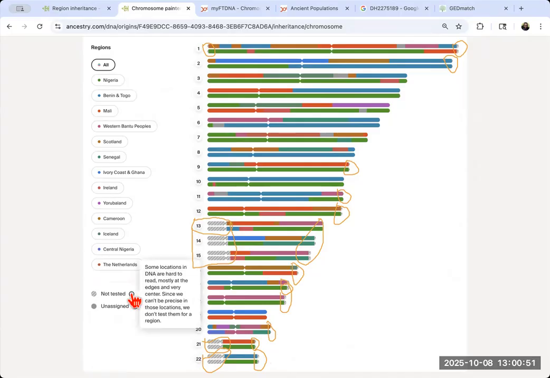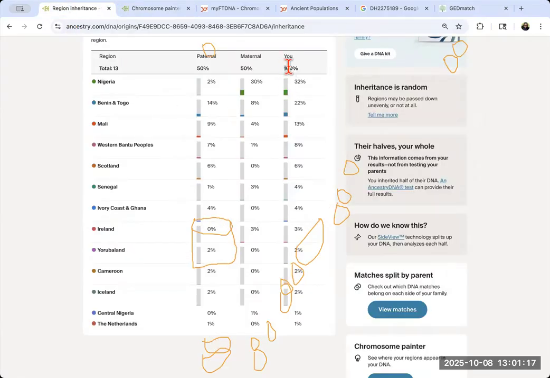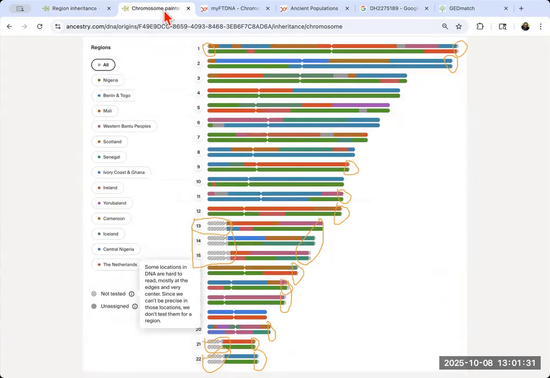From the chromosome. Well, what does not tested mean as it relates to what they call region inheritance? It says some DNA is hard to read, mostly at the edges and very center. We can't be precise in those locations, so we don't test them for a region. So if you don't test it for a region, how could you come back and say that this is 100% of my region makeup? Look at how much was not tested. And this is by the 22 chromosomes. Look at all the marks on the screen that are not tested.